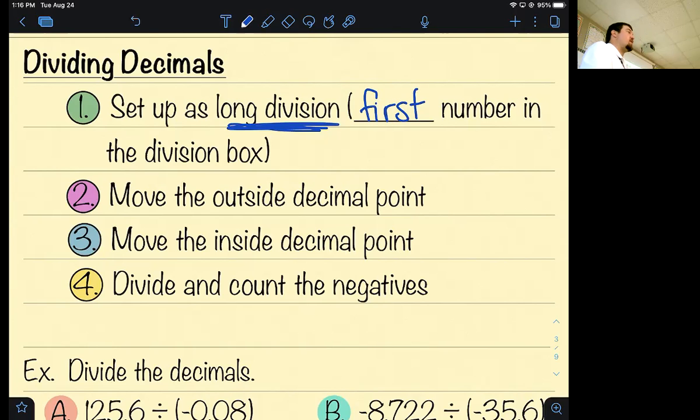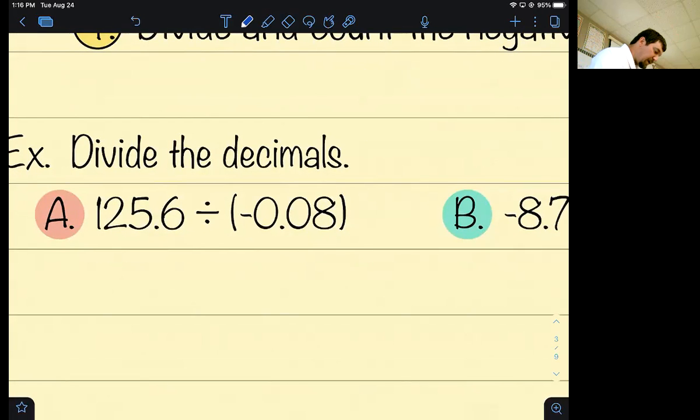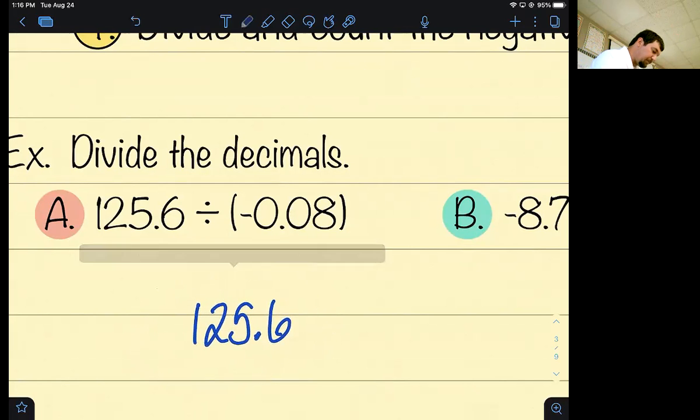Then what I'm going to do is take the outside number, the divisor, the second number, and make sure it's not a decimal anymore. So I'm going to slide that decimal point over as many times as I need to. Okay, so let me show what I mean. Example A here, 125.6. Yes, you do have to write the decimal places. That was just a multiplication thing.